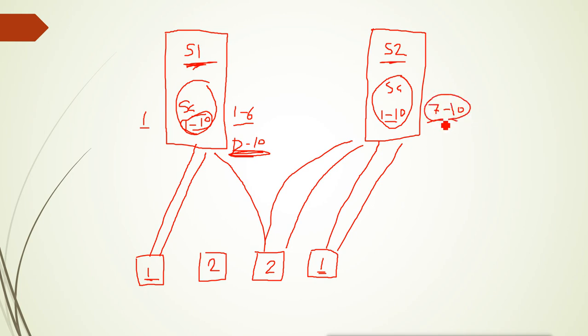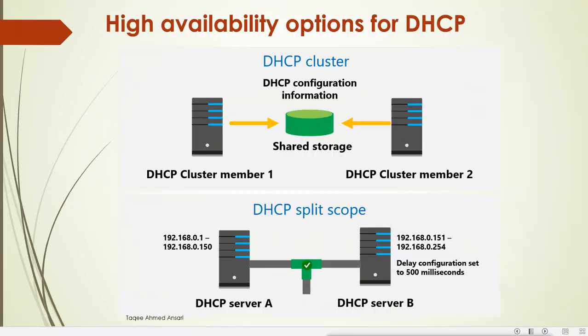Now because this is a separate range, split here, there will not be an IP conflict, because server 2 will provide different IP addresses than server 1. So by using this splitting, we can make sure the DHCP server is always available for the clients, whether the client is new and asking for an IP address, or the client wants to renew its IP address. Both will get IP addresses. So this is DHCP split scope.